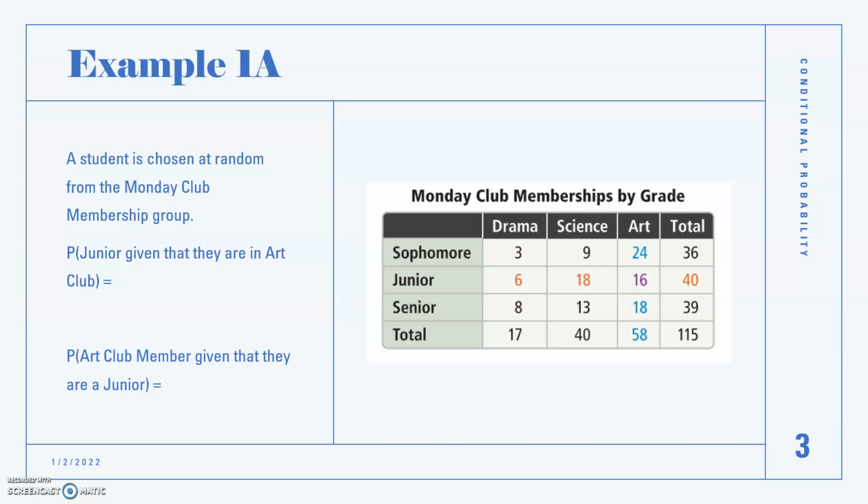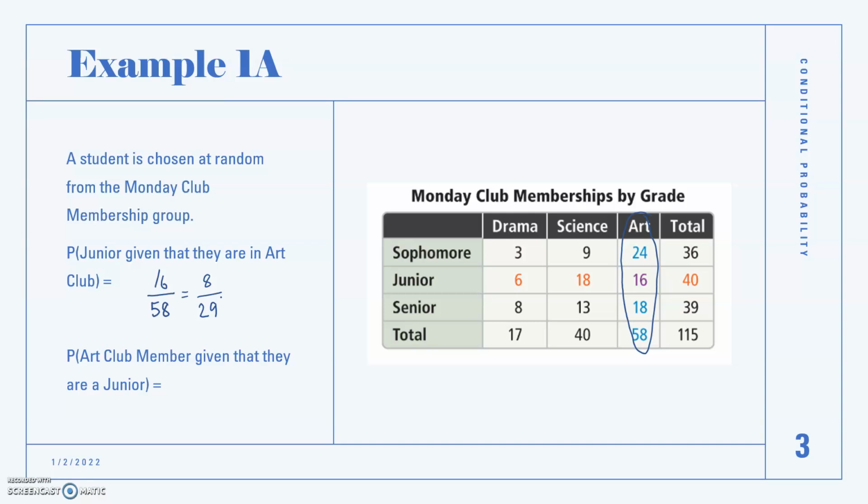This is: what's the probability that you choose a junior given that you chose an art club member? So I chose an art club member. What's the probability that I got a junior? This time I'm only choosing from this group of students. 16 of them are juniors, but I only have 58 because I know that they were in art club when I made that choice. I can divide these fractions by 2, so I have 8 over 29 is the probability that I've chosen a junior if I've already picked someone who's in art club.